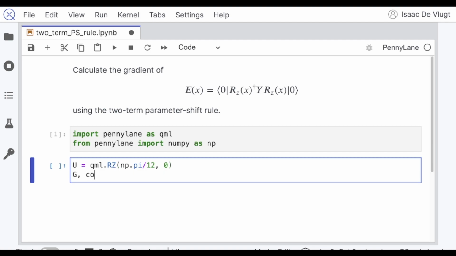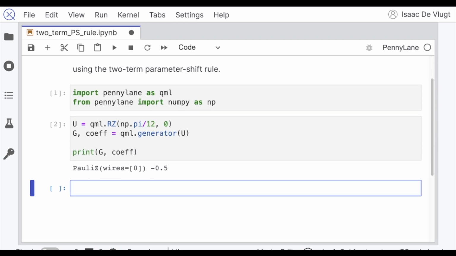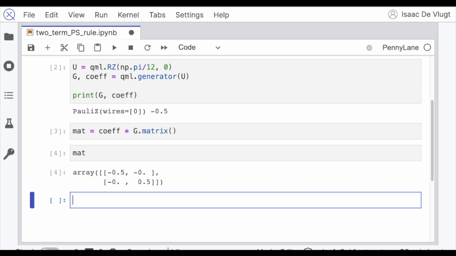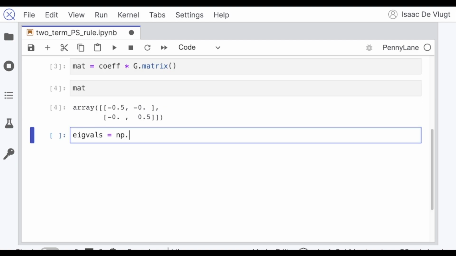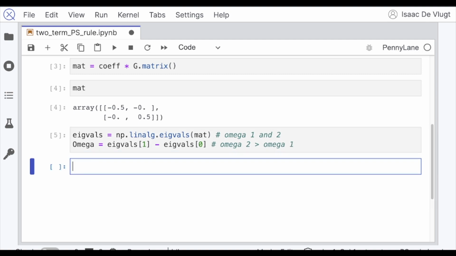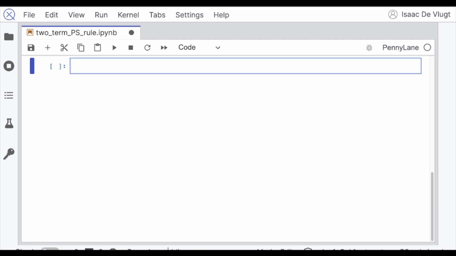The generator of the Rz gate is the Pauli Z operator multiplied by -1/2. If we look at the generator matrix, clearly we can see that there are two eigenvalues. One is -1/2 and one is 1/2. These eigenvalues in our notation are called lowercase omega 1 and lowercase omega 2. Capital omega, this set of positive unique differences, in this case is only going to have one element in its set, which is just omega 2 minus omega 1, which in this case is just 1. When we have a set of positive unique differences that has only one element, the two-term parameter shift rule applies.